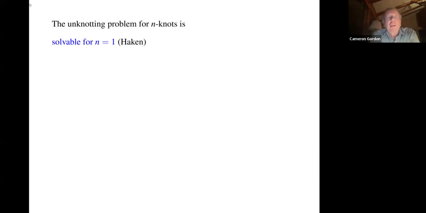And the theorems were all of the form, you know, this and that is unsolvable. In fact, even Alan Turing, in a popular article he wrote in 1954, suggested that the unknotting problem for classical knots might in fact be unsolvable. So for Haken, the result was a little bit of a surprise. Anyway, but it is solvable in that dimension.